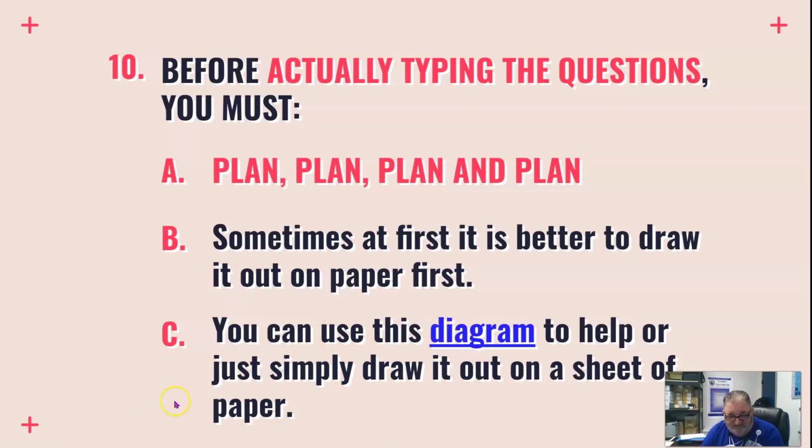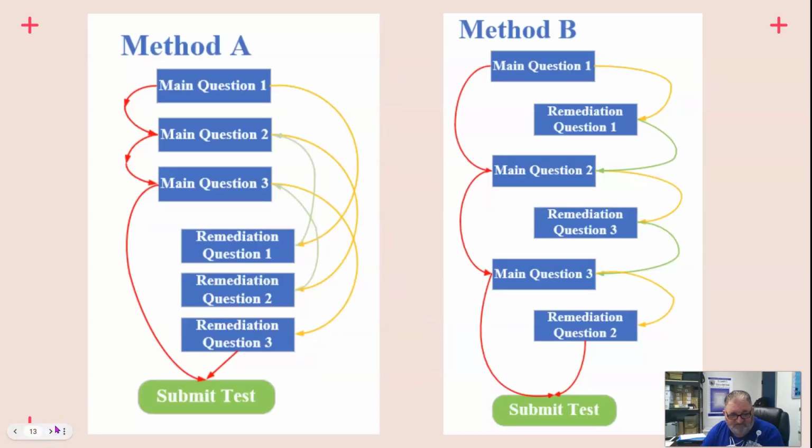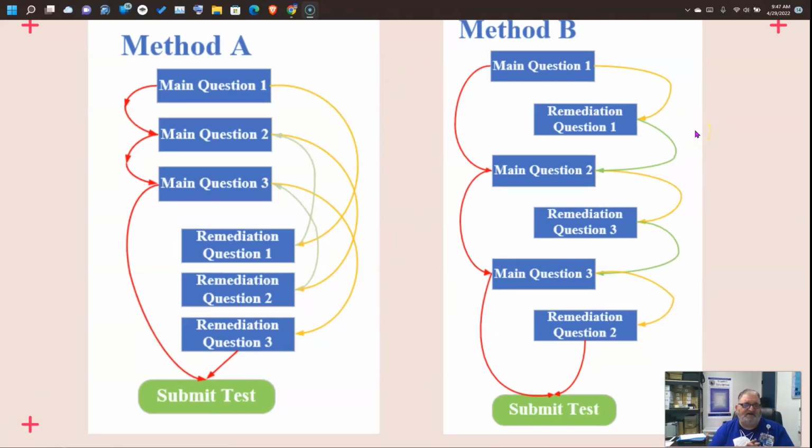Or you can just simply draw it out on a sheet of paper how you want. But this is basically the two different ways that you can do the branching. Method A is you write each of your main questions, and once you have your main questions, then you write your remediation questions. Okay. Once you have that done, you decide your branching. Now, I'm only doing one remediation question per main question. You could go as far down the rabbit hole in creating the remediation questions as you wish. But for demonstration purposes, I wanted to do it this way.